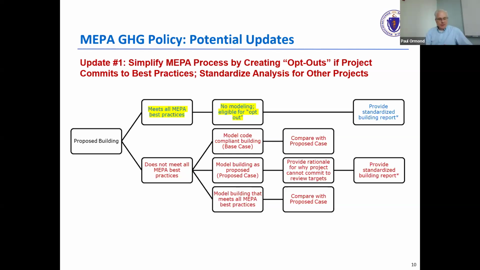If you don't choose the opt-out that we're proposing to create, then the process that you go through is just like what you go through today. So that wouldn't really be any change. That process would be, show us what you're proposing to do, demonstrate what the GHG emissions are under that alternative, compare and contrast, like this process that we have now.